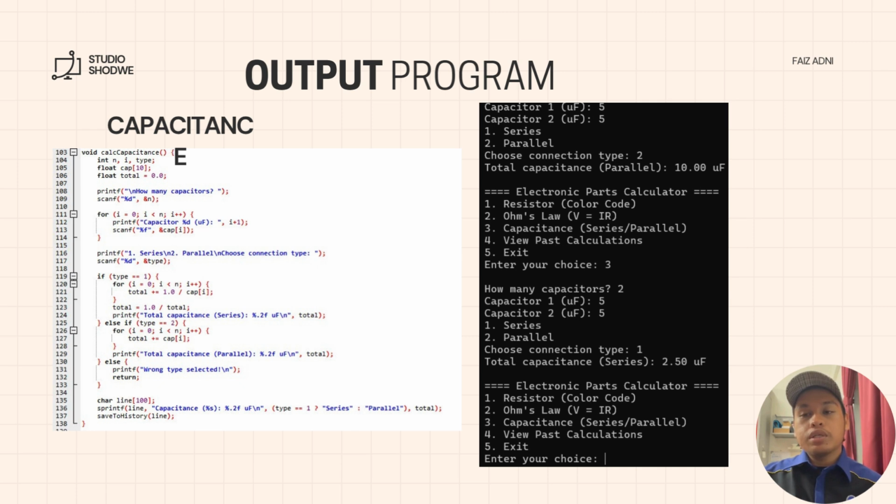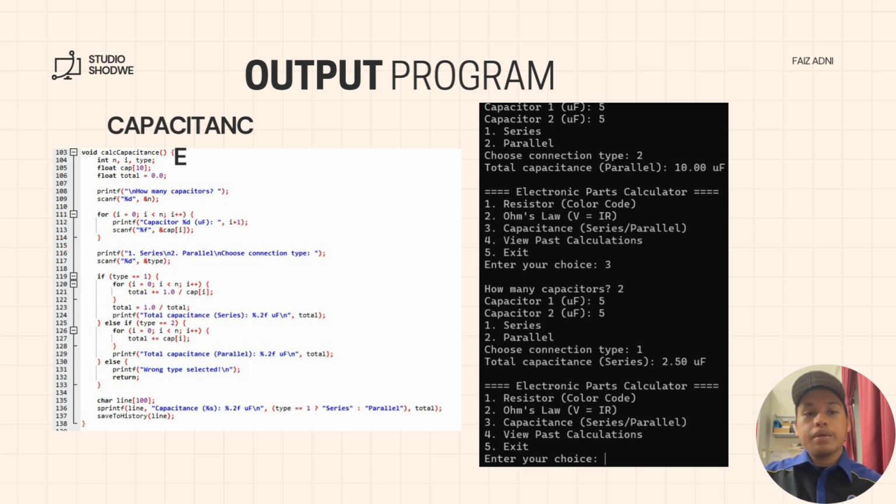For the series connection, we use the formula 1 over C total equals 1 over C1 plus 1 over C2. Next, lines 124 to 127 are for the parallel. For the parallel, we use the formula C total equals C1 plus C2 and so on.